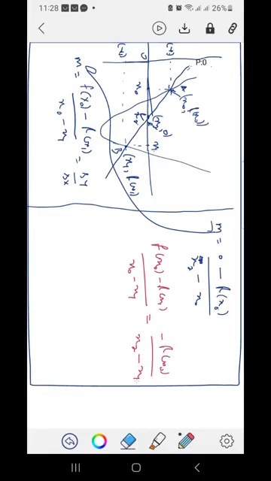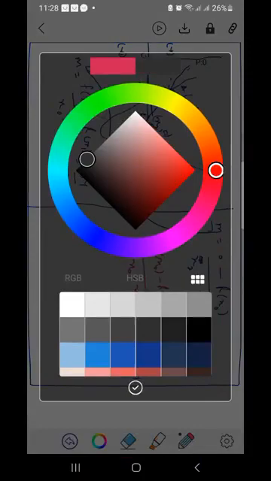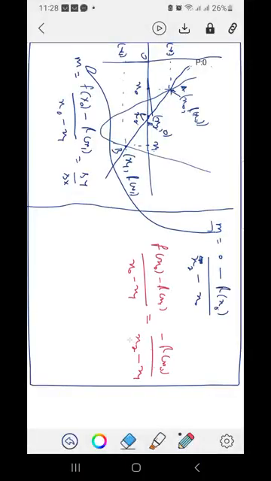Okay, so we can have that. Now, don't forget what we are trying to estimate: the value of x2. This is what we are trying to estimate its value, x2. So we now make x2 the subject of the formula.